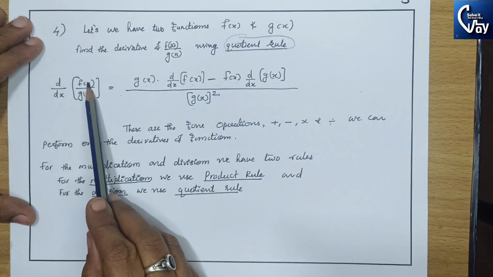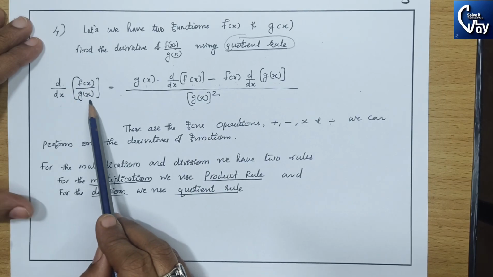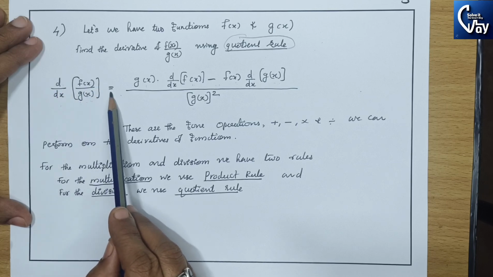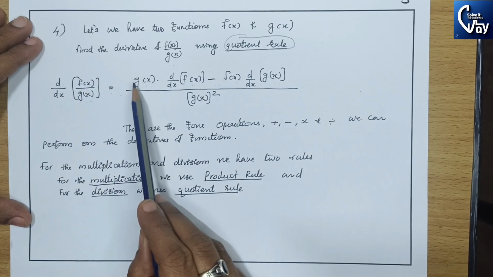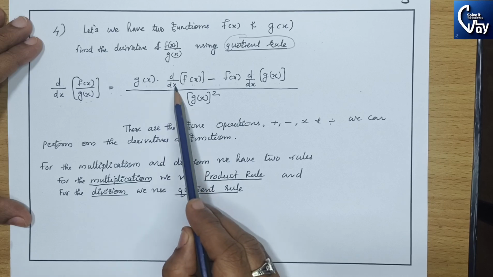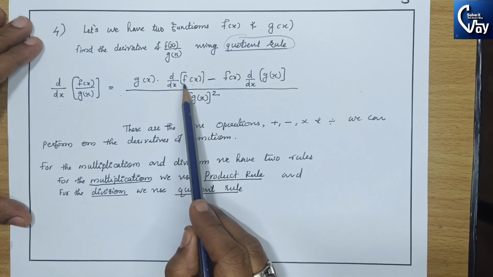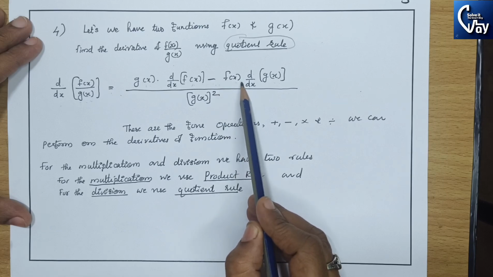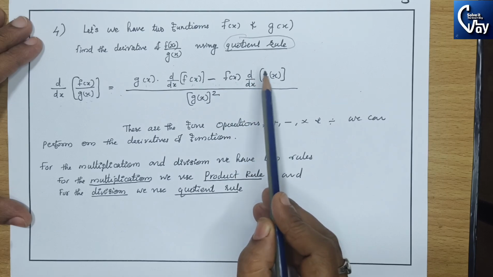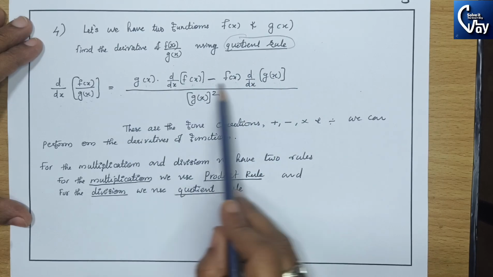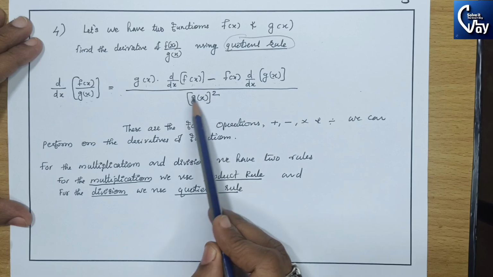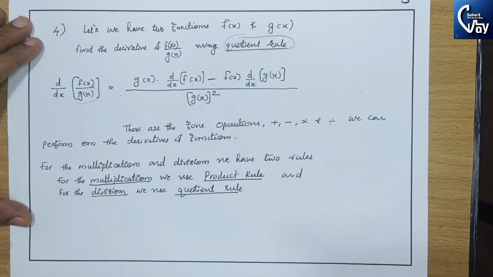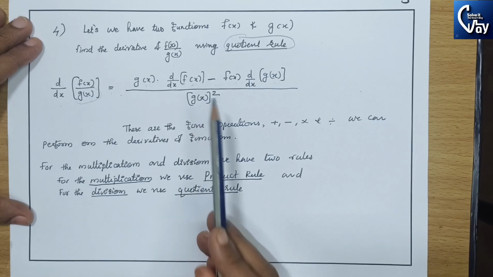Here f of x is the numerator and g of x is the denominator. d by dx of f of x by g of x is equal to g of x, the denominator, into d by dx of f of x, the derivative of the numerator, minus the numerator f of x into d by dx of g of x, the derivative of the denominator, by the denominator square. What is the denominator here? g of x square. This is known as the quotient rule.